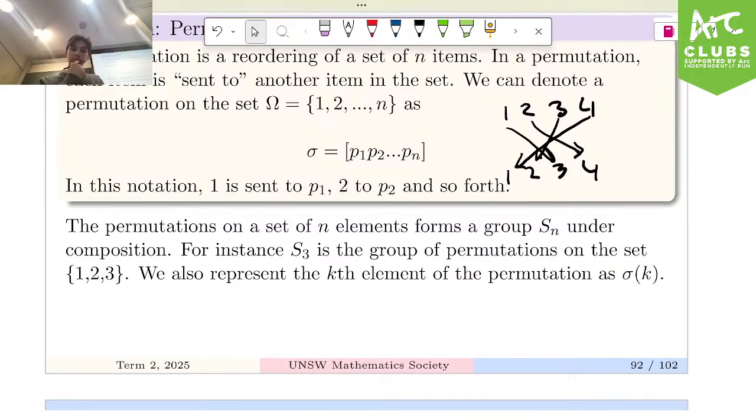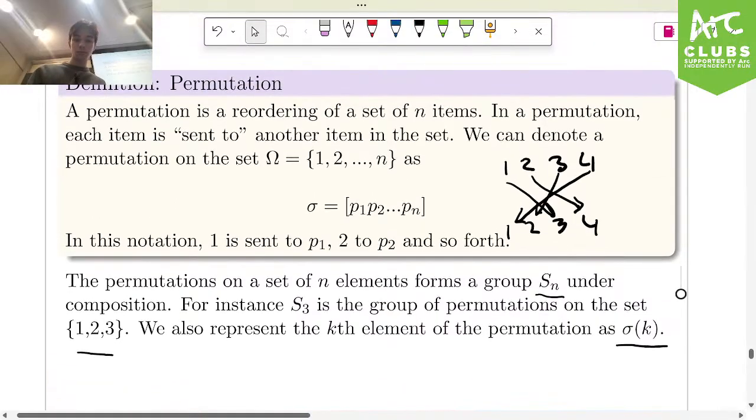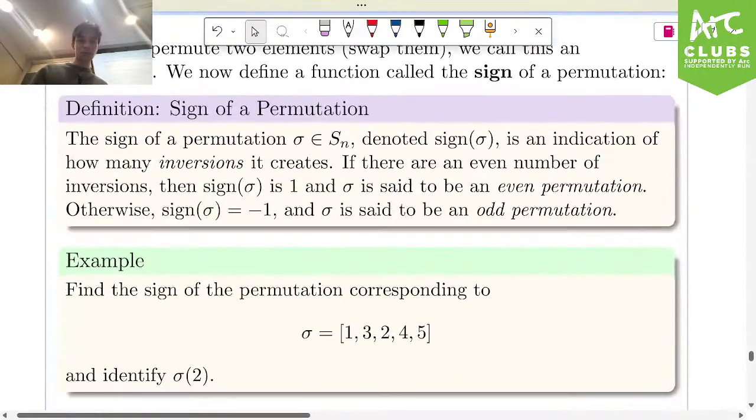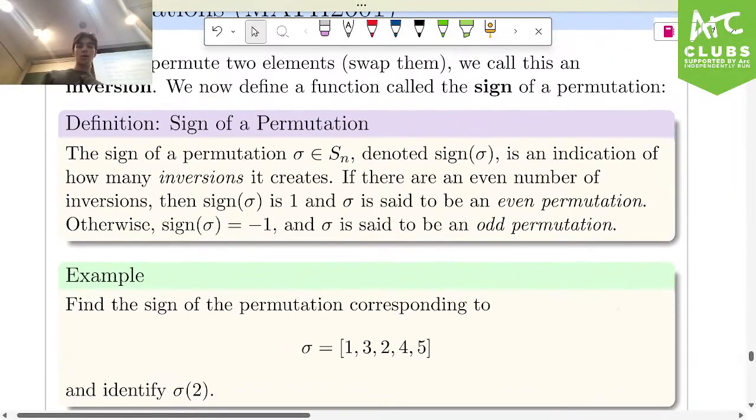So one fact that ties into what we learned previously is that the permutations of a set of n elements forms a group called the symmetric group under composition. For instance, S3 is the group of permutations on the set 1, 2, 3. We also represent the kth element of the permutation as sigma k. So when we permute two elements, i.e. swap them, we call this an inversion, right?